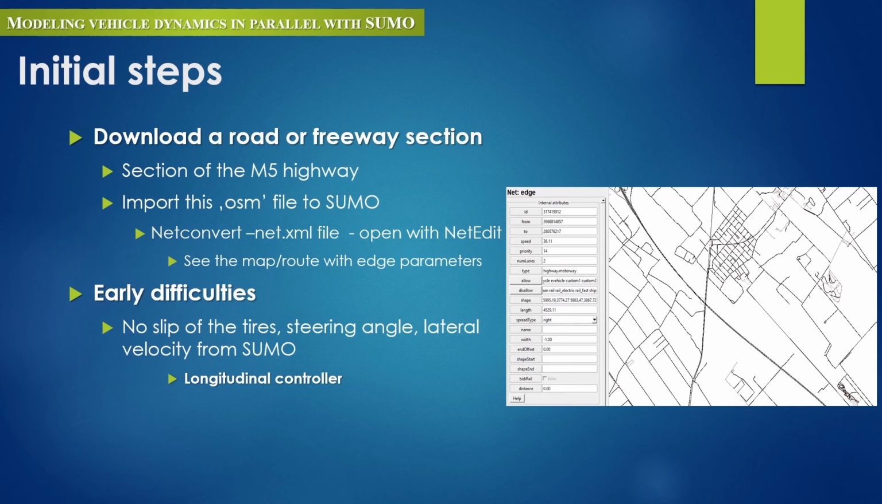At the first place we tried to get the parameters from SUMO, for example the slip of the tires, the steering angle, the lateral velocity, and based on these calculate the longitudinal velocity, which we can give the car in SUMO as an input. But unfortunately we can't get these values, there is no function for it. So we created the longitudinal controller where the inputs are the throttle and the brake pedals, and by using these we can control the speed of the vehicle using only these two pedals.